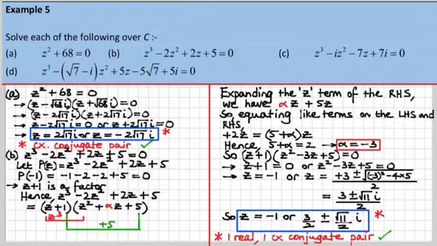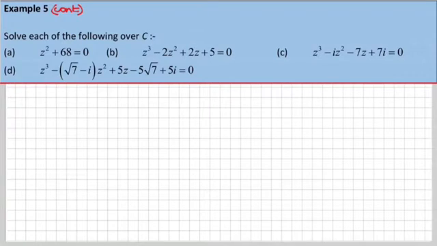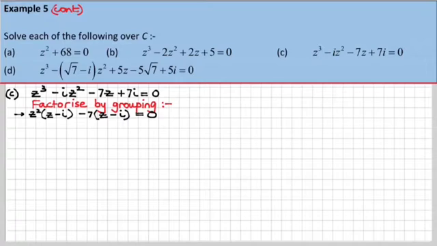Now, where are we up to? Mr. C. Let's go over the screen and do him. Ooh, I spot a group-a-rooney. Did you spot that? Always check that first. I'm going to group them 2 by 2. And I'm going to get Z squared into Z minus I from this first 2, and then I'm taking out minus 7 here, and I'm getting Z minus I in the bracket. So it's really, really easy when you do it that way.